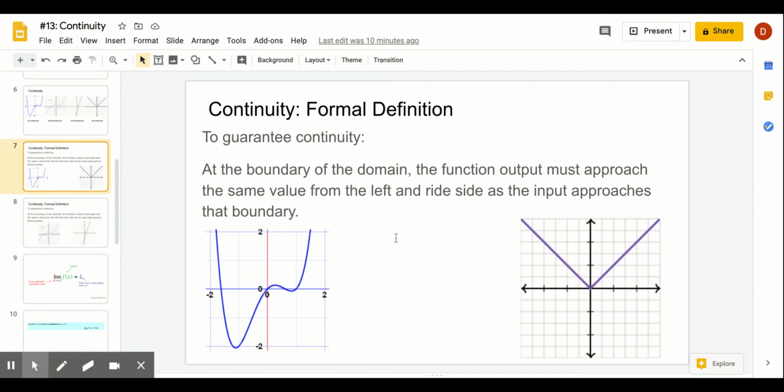So in this case, if I said at x equals -1 for this left-hand side graph, what would the output be at x equals -1? You see that it's approaching the same value on both sides. The y would be -2. Same with your absolute value function right here.